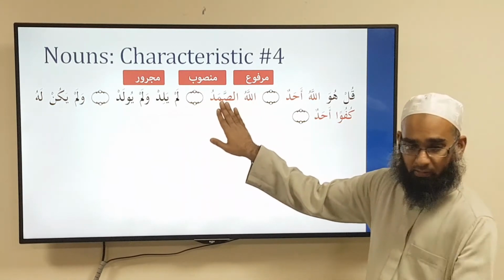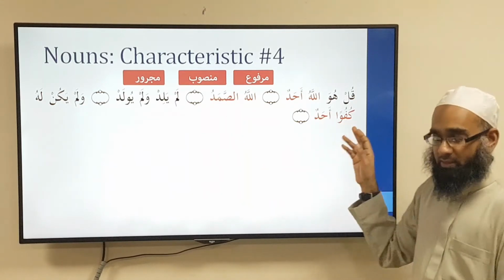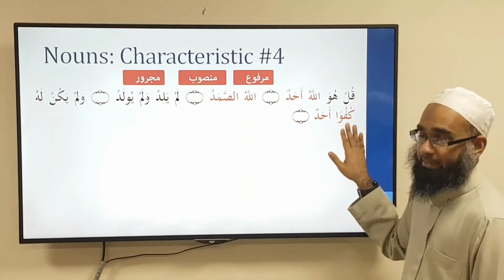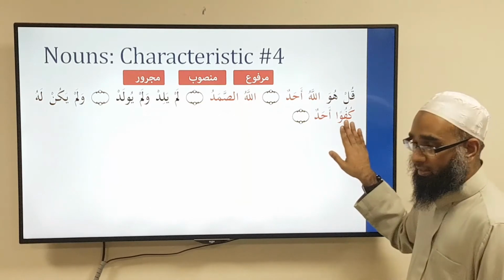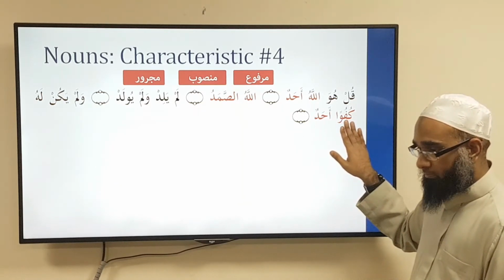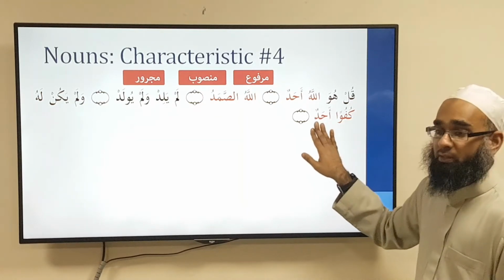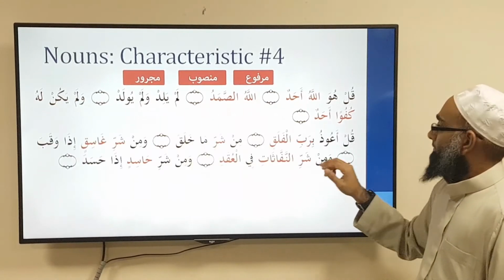Lafzul jalala again here is what? Marfu'. Samad is what? Marfu'. Why? Kufuwan is what state? This is called a state. So what state is kufuwan in? It would be mansub. Why? Fatha. Ahadun? Marfu'. Okay.